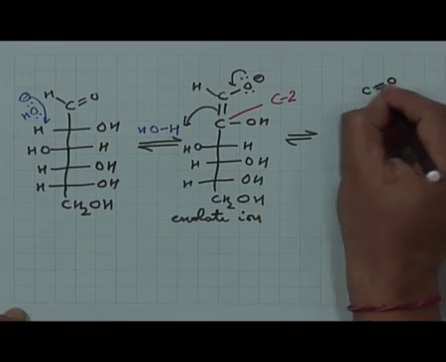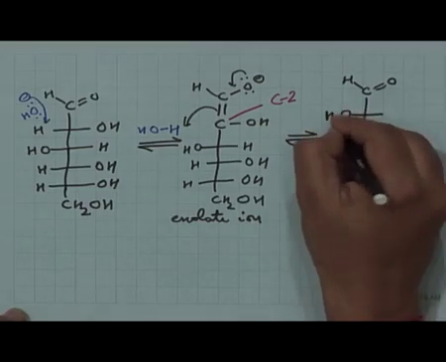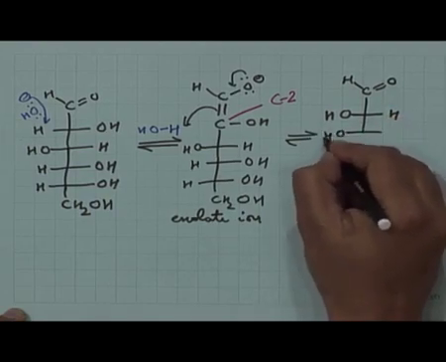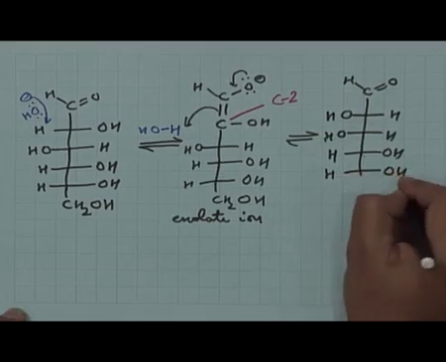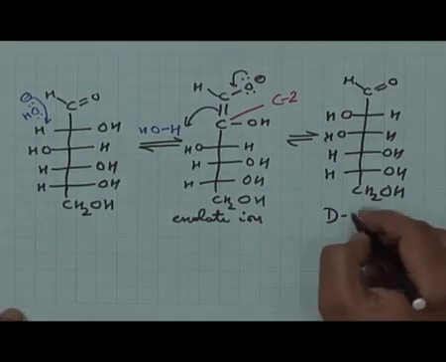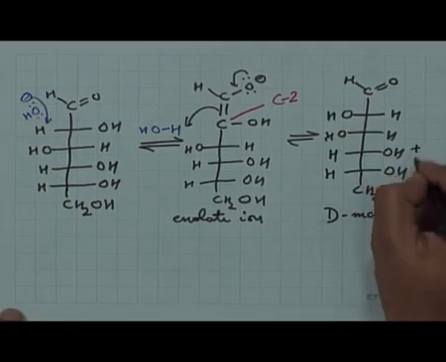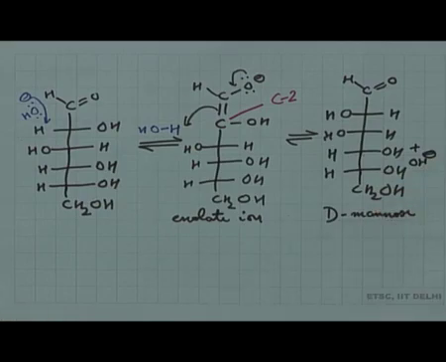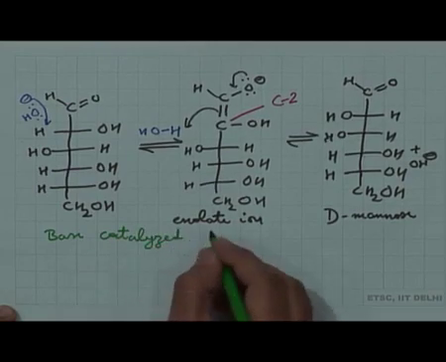So, if it is taking place from the bottom face, then it will generate another aldehyde, and this is another aldohexose, D-mannose, plus hydroxide will be there as a side product. So, what happens in this base catalyzed epimerization? Let me again repeat it. This base catalyzed epimerization.